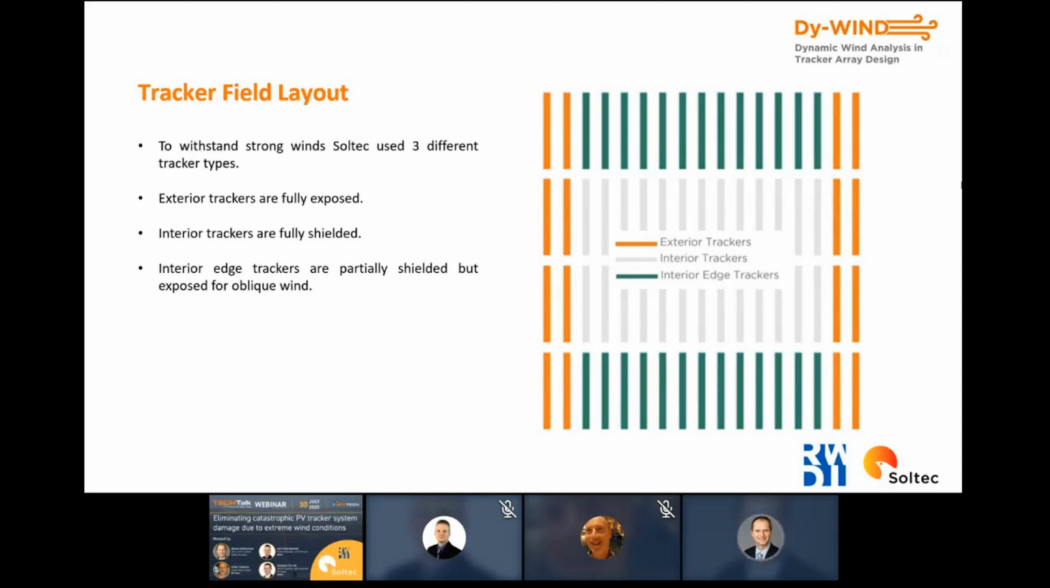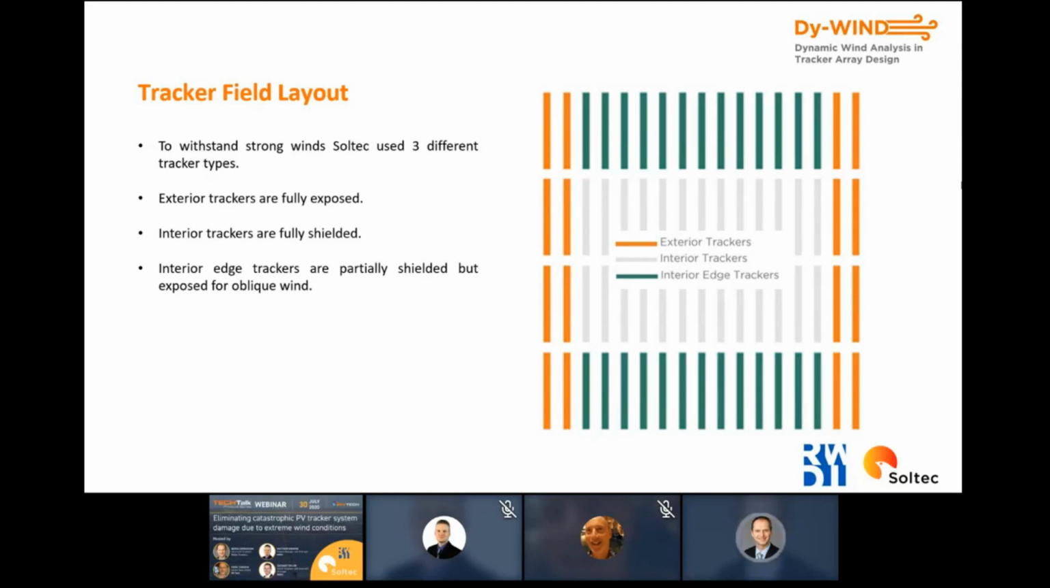The wind loads Soltech gets from Darwin do not only depend on the position of each tracker inside the field, but also depend on the different dynamic properties of each tracker type. This allows a very specific design of each tracker type.